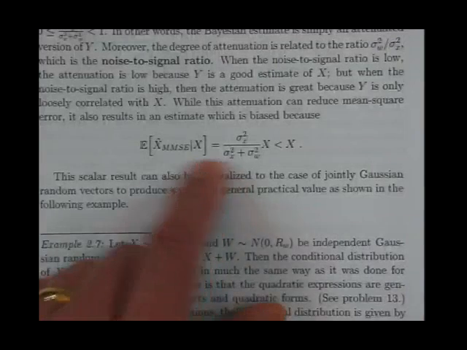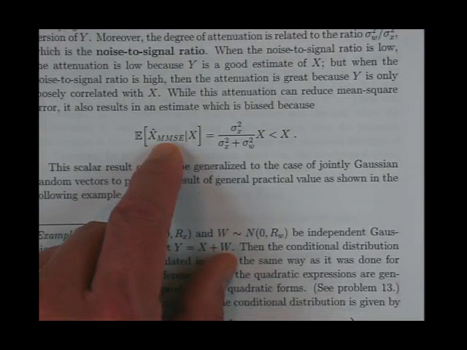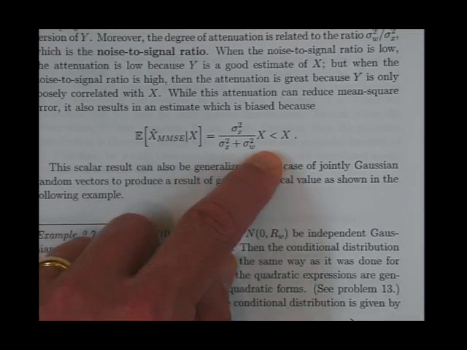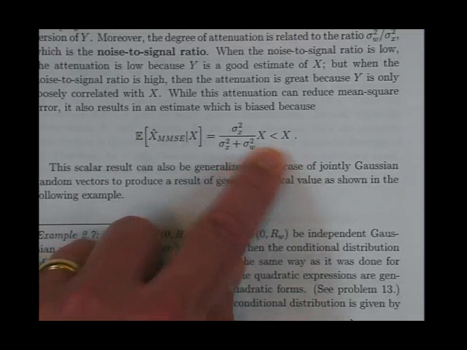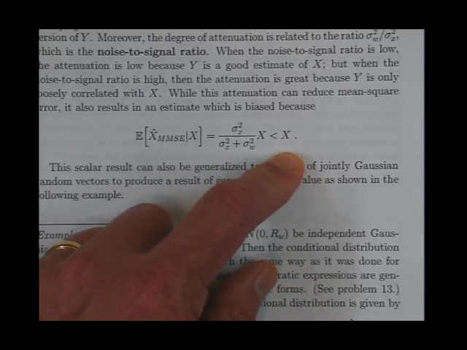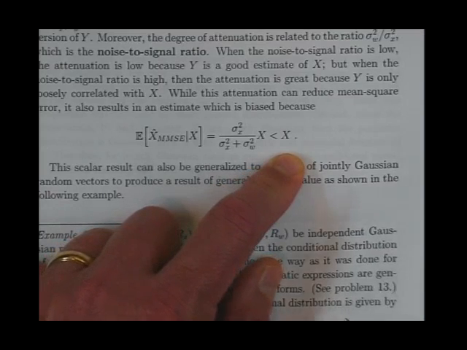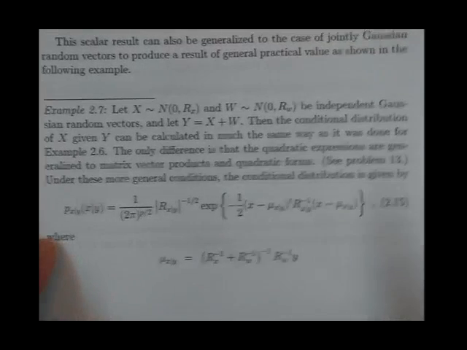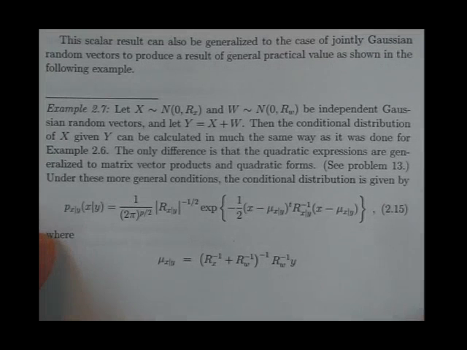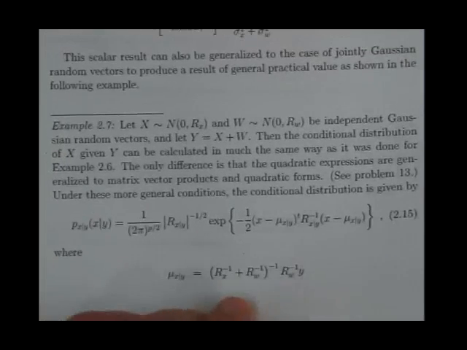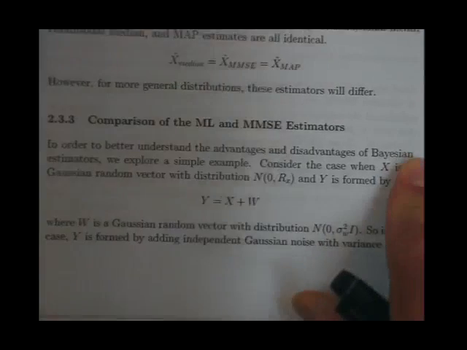So here you see that the conditional expectation of the minimum mean square error estimate is some number less than 1 times x, which is biased, because these would have to be equal for this to be an unbiased estimate. So the Bayesian estimate tends to be biased, but the advantage of the biased estimate is that you get lower variance. Now we can extend this to the vector case. I'm going to let you look at the vector case because it gets a little complicated, but the basic concept is the same, and the way you go about it, again, is by completing the square.